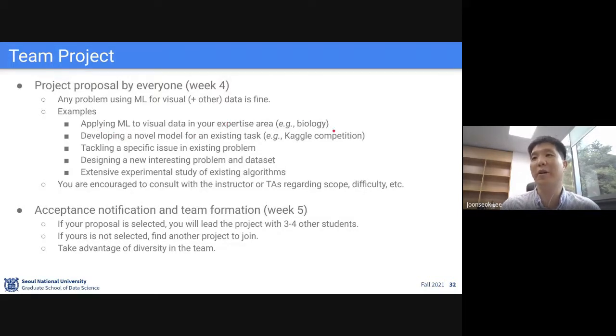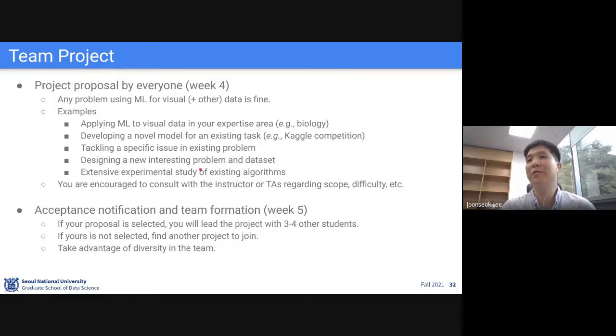For example, like biology or medical sciences or anything, you can apply these techniques in your own area, and you can actually conduct the projects. And developing a new model for some existing tasks, like a Kaggle competition, is one of the easiest ways to find an interesting problem in the data set you can use for the projects. Or you may tackle some specific issue in existing problems, like the occlusion in the detection problem. Or you may design some new interesting problem and data set.